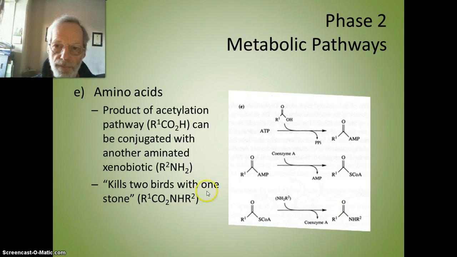Products of that acetylation pathway, for example, this one, R1CO2H, can be conjugated with another aminated xenobiotic, R2NH2, and this can produce R1CO2NHR2. So R1 is the first xenobiotic, could be anything, well, lots of things. R2 is another xenobiotic, could also be lots of things.